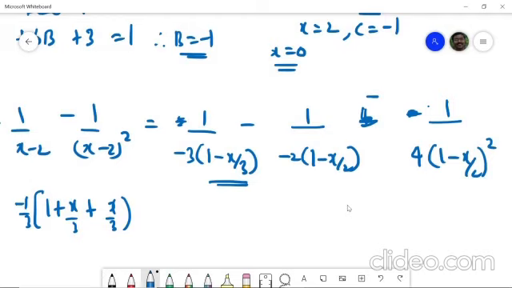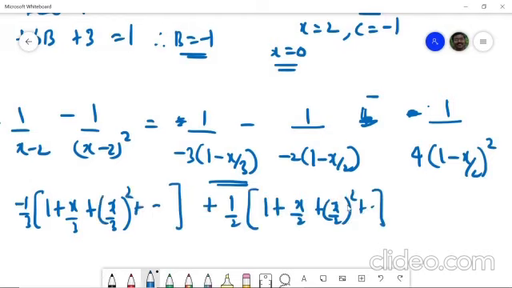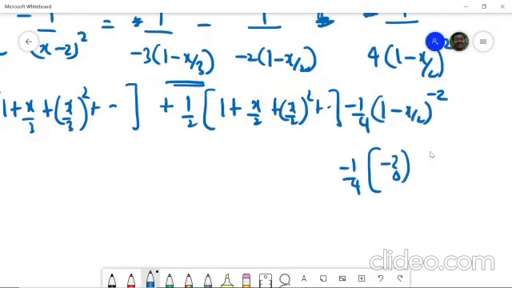And the third term is a bit difficult, so first I'll write this as minus 1 by 4 into 1 minus x by 2 the whole raised to minus 2, and we'll now apply the binomial theorem for that also. So the last term, if I rewrite it, is nothing but minus 1 by 4 into minus 2 c0 plus minus 2 c1 into minus x by 2. The second term, please write it down. What is it? Minus 2 c2 minus x by 2 the whole square plus etc.